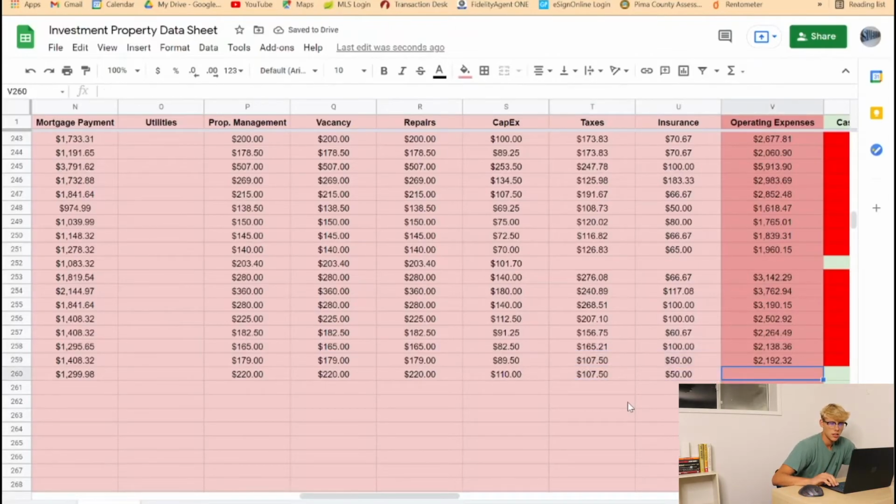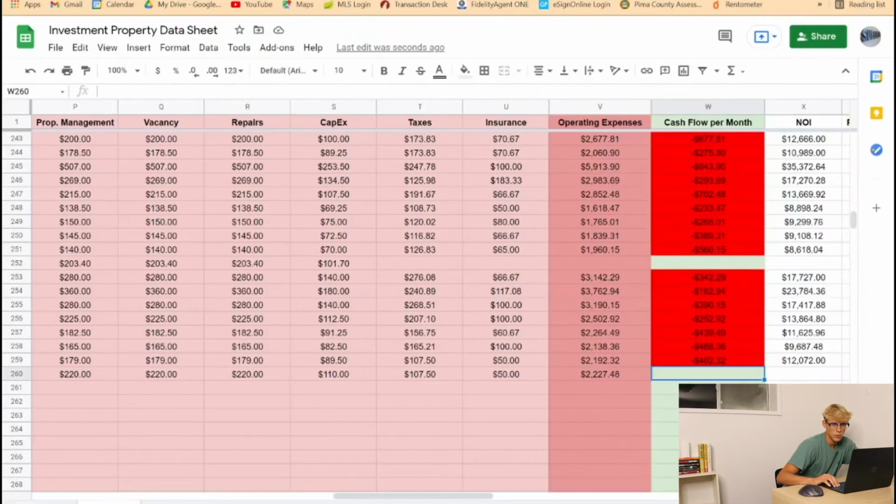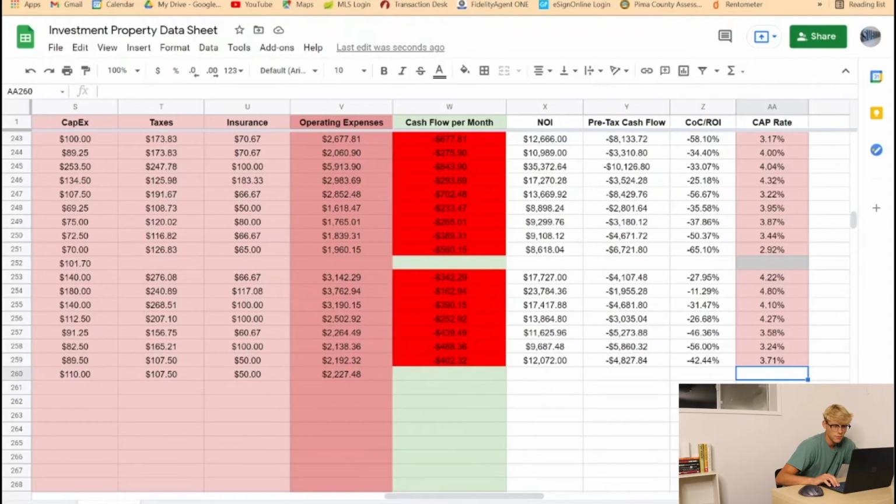Now let's see how much operating expenses we have per month. So now we have $2,227.48 per month in operating expenses. Pretty darn close to before, but you gotta understand we got it for cheaper and we raised the rents, so that's pretty good that it's close.